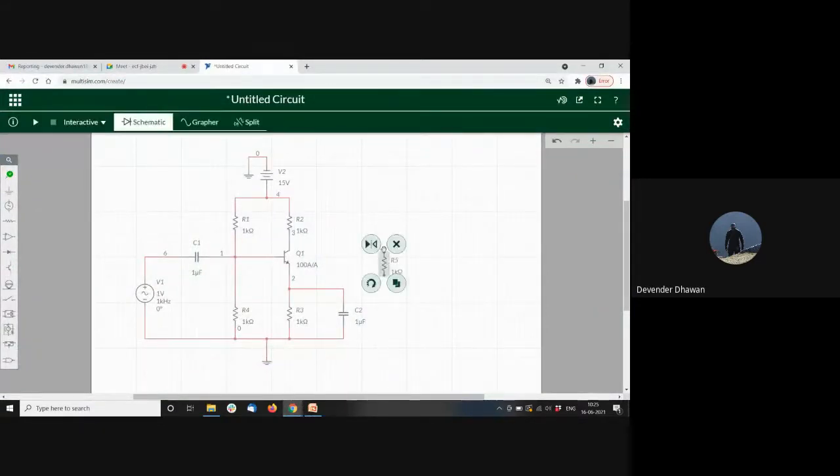Devendra sir, I request you to be a bit more louder. Okay, is it fine now?